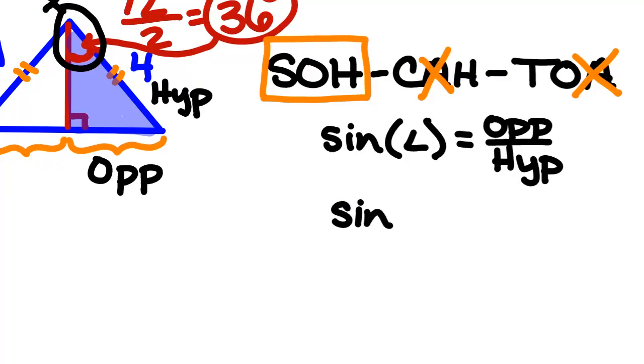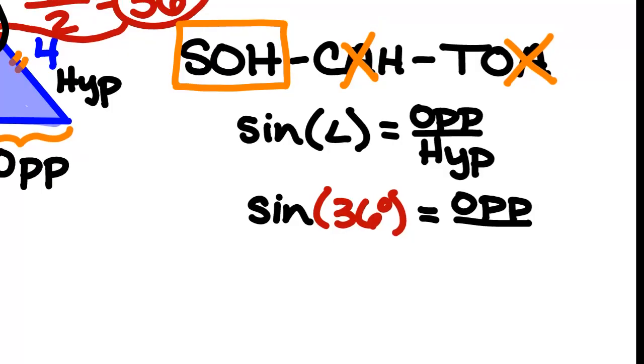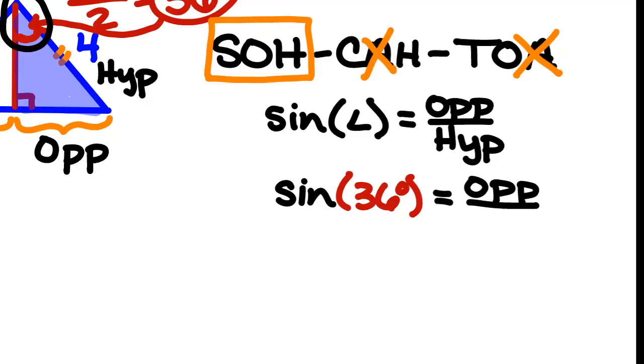So I have sine of, what's my angle? 36 degrees. Sine of 36 degrees equals opposite. We don't know how big the opposite side is, so I'm just going to write opposite, or OPP for opposite, over the hypotenuse, and the hypotenuse is 4. Now, what do I need to do to get the opposite side all by itself?